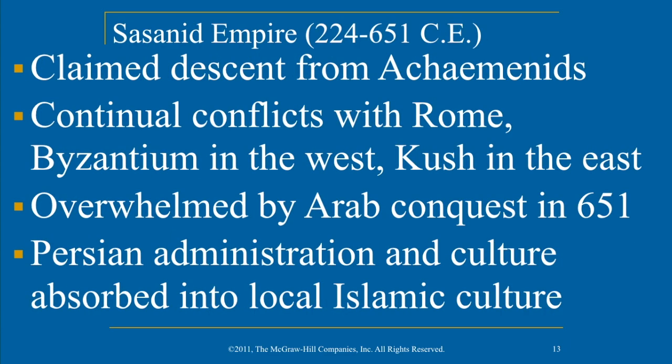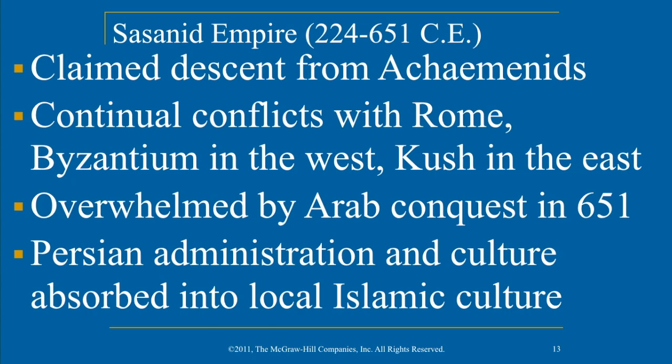Next up, we have the Sassanid Empire, which claimed descent from the Achaemenids, just like the Parthians before them. They believed that they were restoring the Achaemenid Empire in a sense. They had continual conflicts with Rome that slowly weakened them over time. Byzantium in the west, they had Kush in the east. That's how far they stretched.